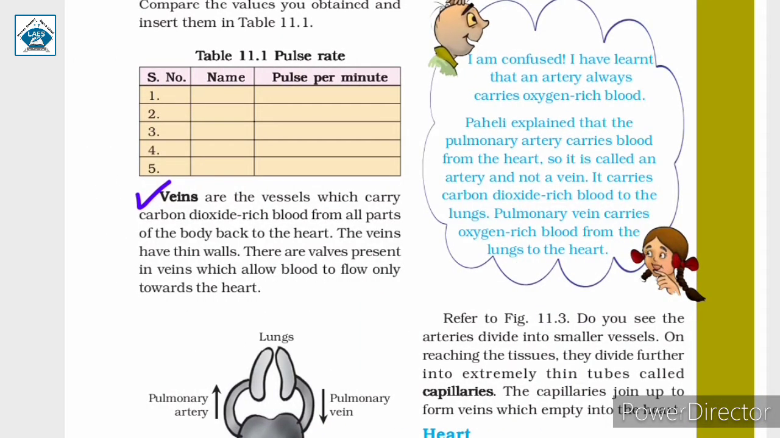Veins are blood vessels which carry blood that is rich in carbon dioxide from all parts of the body back to the heart. Now, veins do not have thick walls as the blood pressure is quite low in them. So, they have thin walls compared to arteries and they are slightly wider than them. They contain valves that prevent blood from flowing in the opposite direction. That is, the blood will flow only towards the heart.